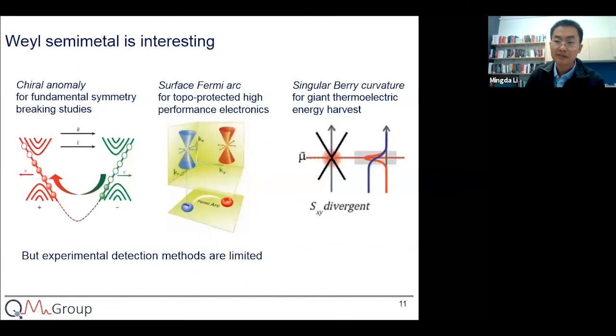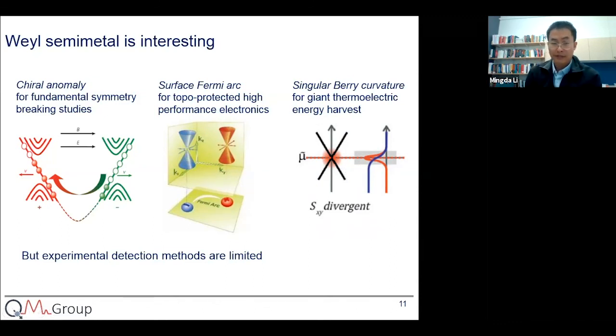To see why these Weyl semi-metals are interesting, here are a few fundamental examples. One is the chiral anomaly, the breaking of a fundamental symmetry which happened only in high energy physics, but is now realized in condensed matter systems. There are also special Fermi arc states, fully topologically protected, which can be used to build high performance electronics. And there are also singularities that give giant thermoelectric energy.